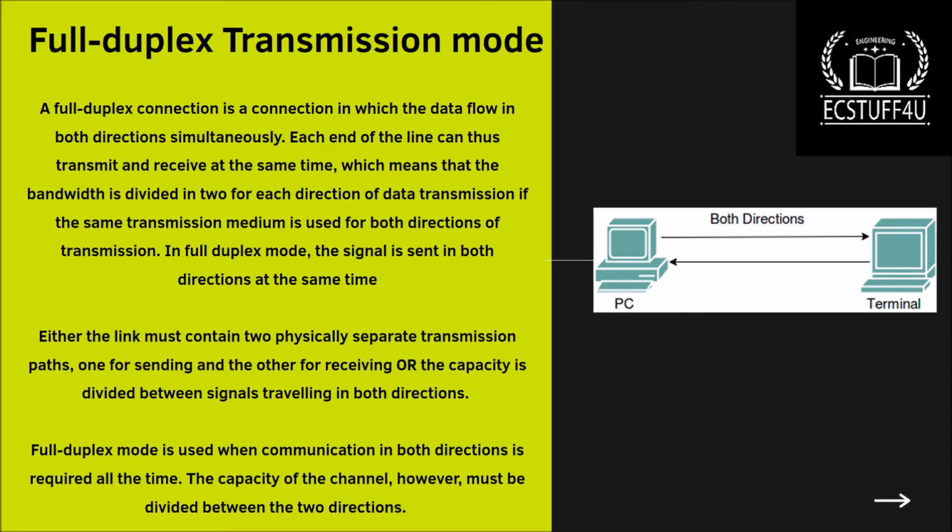So the diagram shows that the data is transmitted in both directions at the same time. In the comparison between simplex, full duplex and half duplex communication, in half duplex data is transmitted in both directions but not at the same time, but in full duplex data is transmitted in both directions at the same time. So that is the difference between half and full duplex communication in the transmission mode.